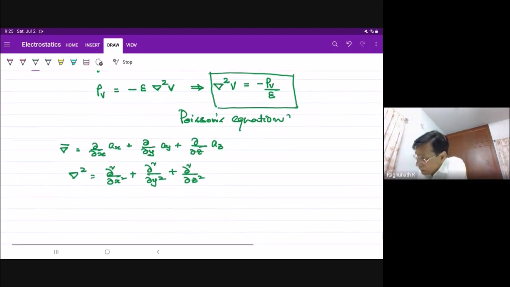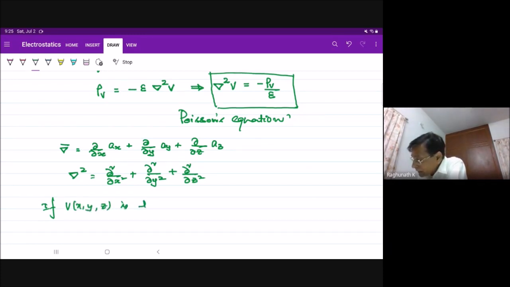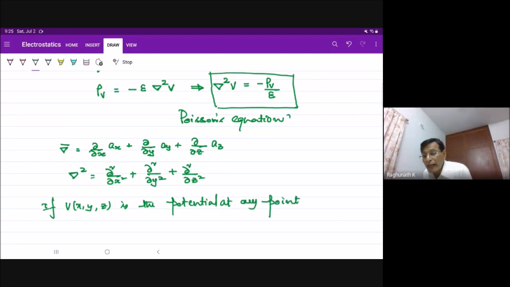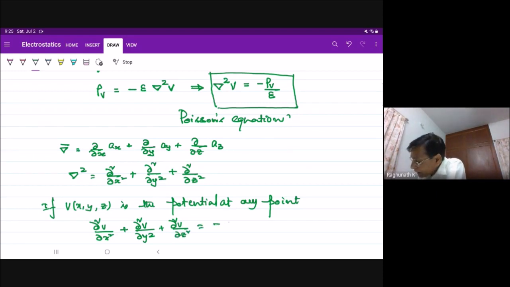So if V of xyz is the potential at any point, dou square V by dou x square plus dou square V by dou y square, because it is del squared V, just multiply, plus dou square V by dou z squared is equal to minus rho V by epsilon, is the expanded version of Poisson's equation, with which we start the electrical behavior analysis of p-n junction.